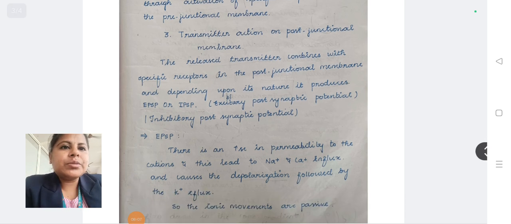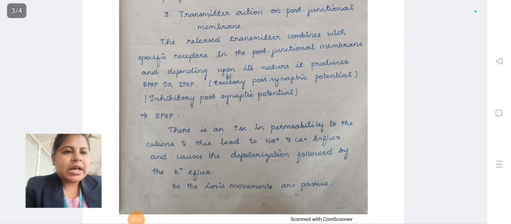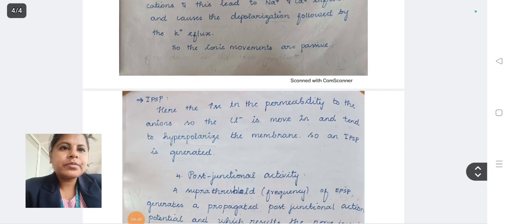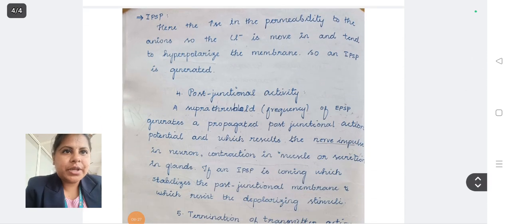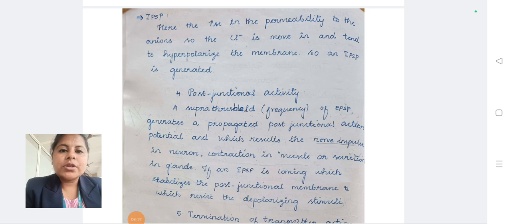What is an excitatory postsynaptic potential? There is an increase in permeability to the cations. This leads to potassium and calcium influx and causes depolarization followed by calcium efflux. So the ionic movements are passive. In an IPSP, there is an increase in permeability to the anions, so the chloride ions move in and tend to hyperpolarize the membrane. So an IPSP is generated.